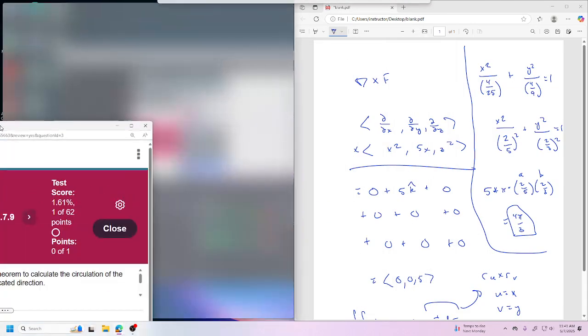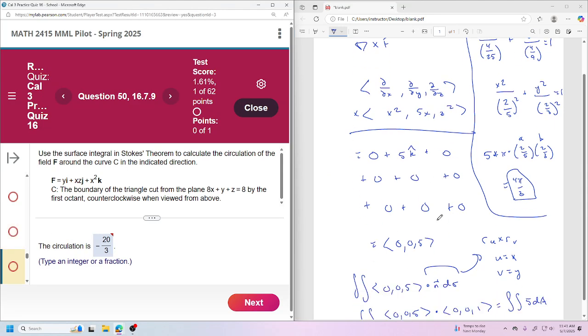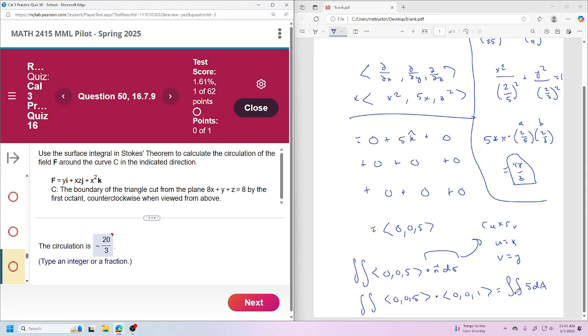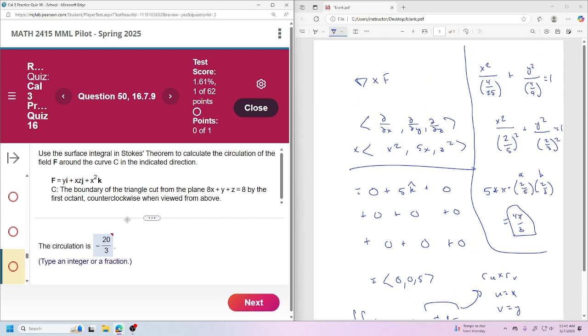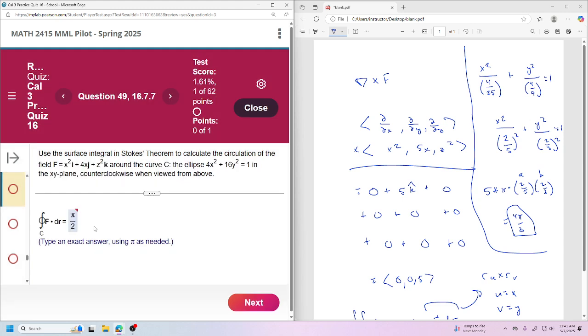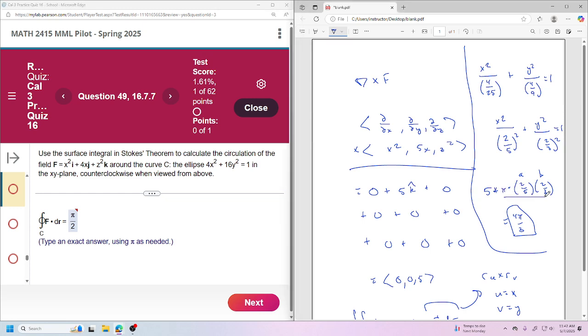So, do we need to do the integral at all? No, it's just 5 times the area. So we just find the area. The area of the ellipse. Yes, it's just 5 times the area. This is my area formula for an ellipse.